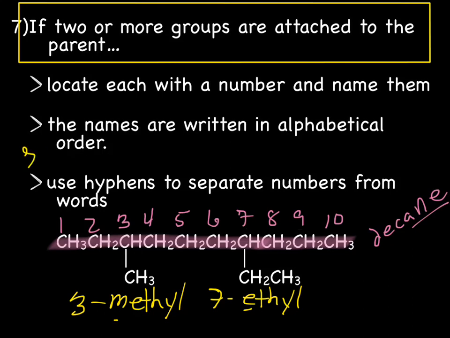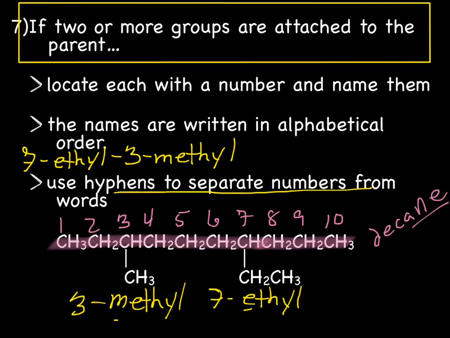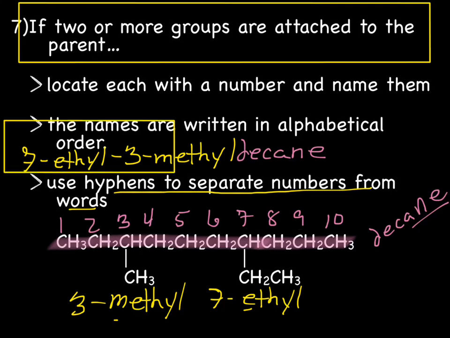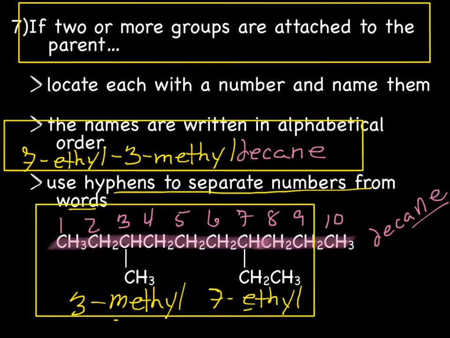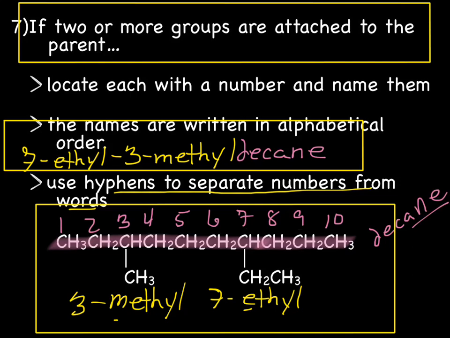Forgot my hyphen. 7-ethyl, 3-methyl. Remember, you have to use hyphens to separate numbers from words. And now, just add the parent branch, decane. So, there you go. This guy here is 7-ethyl, 3-methyl, decane.